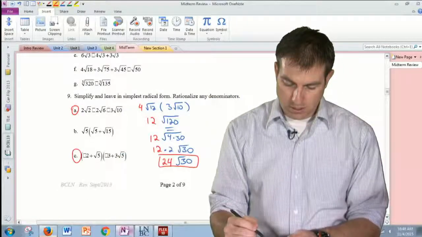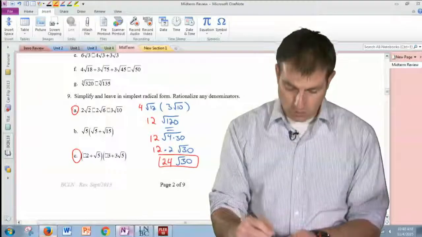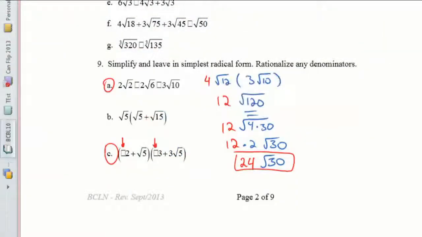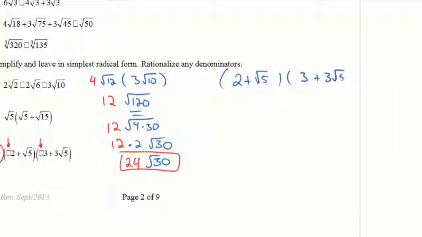9c, what's going in front here and in my boxes? Are there negative signs in there, or is there something else happening? If anybody has a version that doesn't have boxes on it, could you help me out with that? I'll just rewrite the question up above here. 2 plus root 5, and we're multiplying it by 3 plus 3 root 5. They're both negatives, so negative 2 and negative 3. We'll go with that for now.